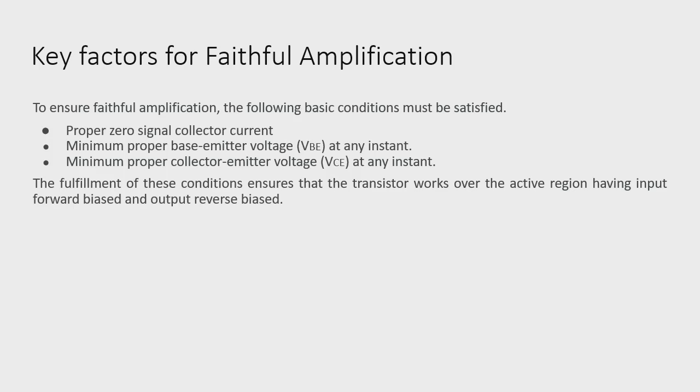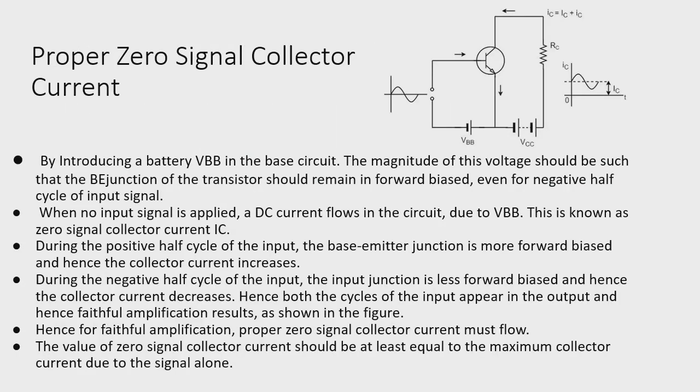Let us now look into the key factors for faithful amplification. To ensure faithful amplification, the following basic conditions must be satisfied. Number one, proper zero signal collector current. Number two, minimum proper base emitter voltage at any instant. Number three, minimum proper collector emitter voltage at any instant. The fulfillment of these conditions ensures that the transistor works over the active region, having input forward biased and output reverse biased. To understand the characteristics of faithful amplification, we will be looking into each one in detail.